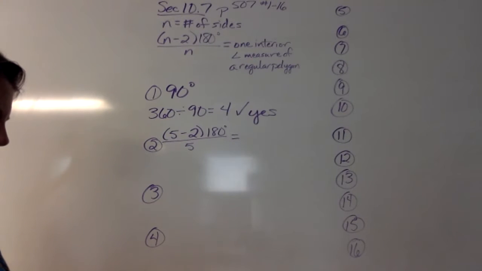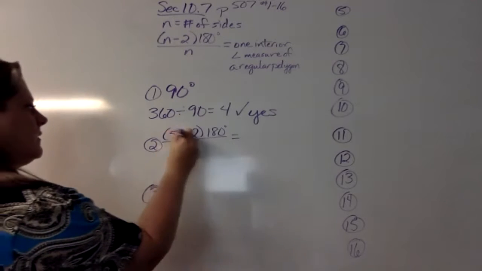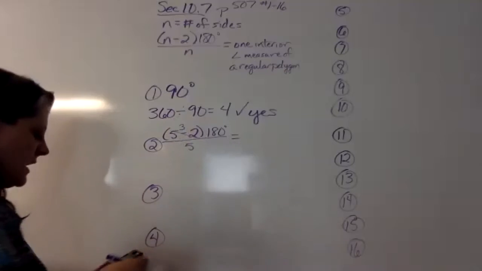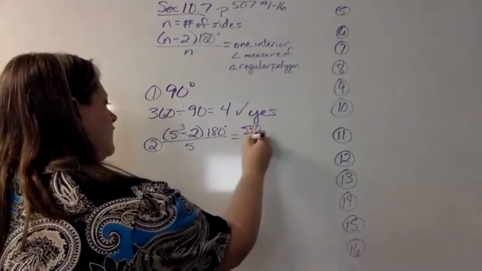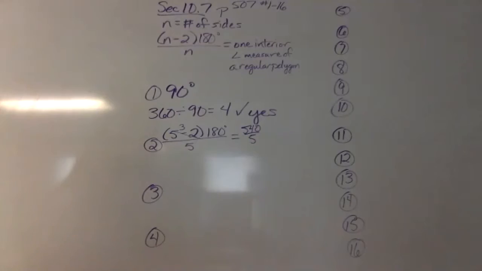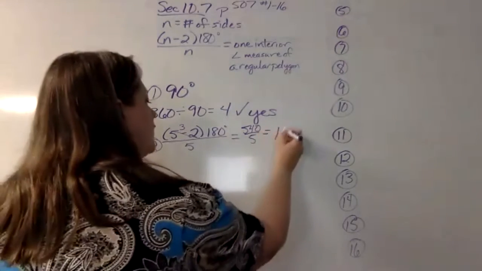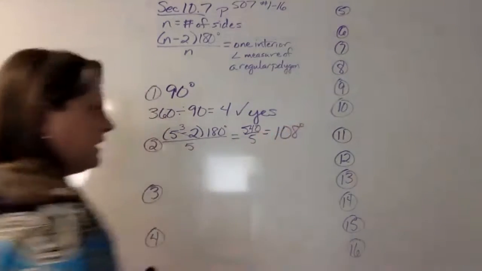So I have 3 times 180, because 5 minus 2 is 3. And then that's 540 over 5. It's 108. So each angle is 108 degrees.